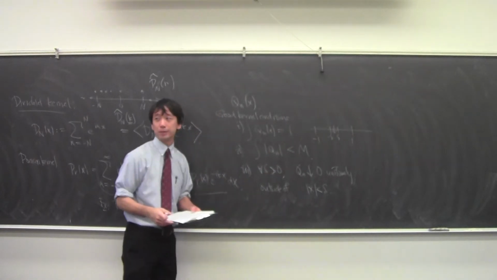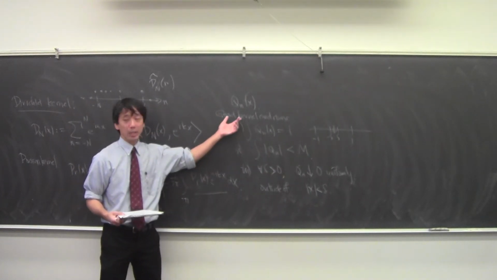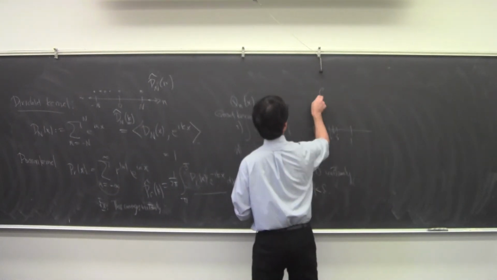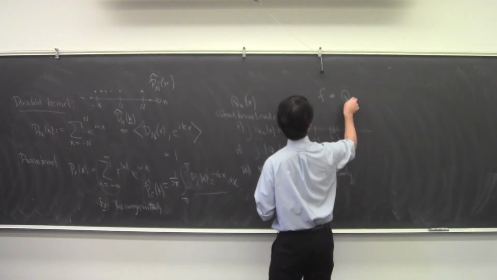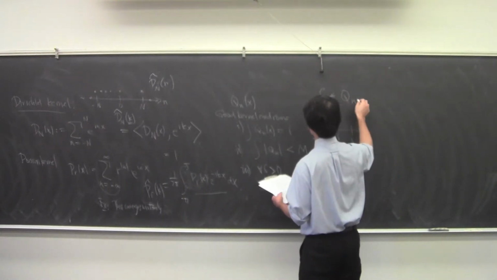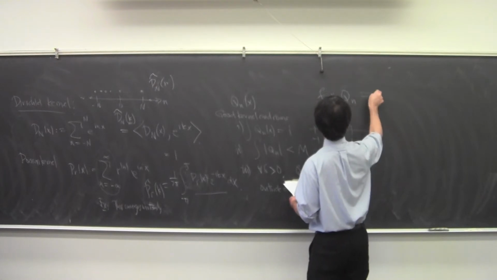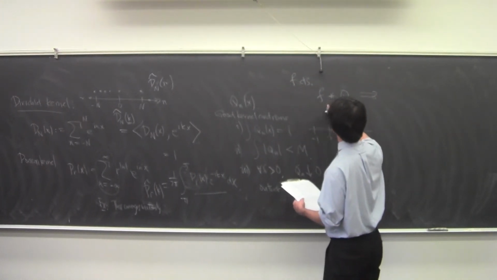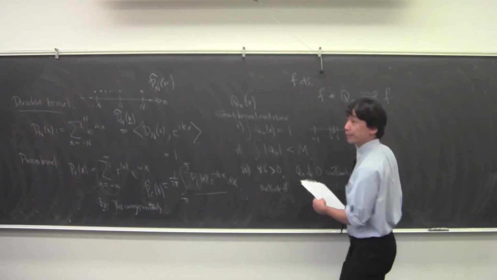Good kernel conditions. As long as we have a good kernel, then if you take your function and you convolve it with Q sub n, then it converges uniformly back to the original. Right, these guys will converge uniformly. So as long as f was continuous, then these guys converge uniformly back to f.